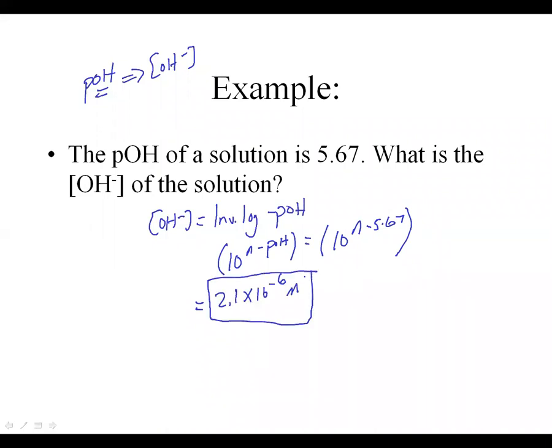Same idea here in terms of significant figures. The number had 2 decimal places, so our concentration has not 2 decimal places, but 2 significant figures. Any questions on that calculation?